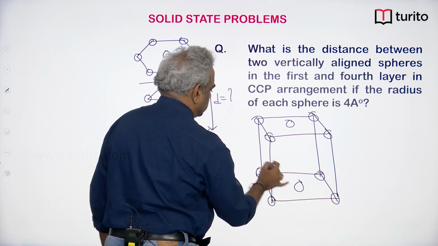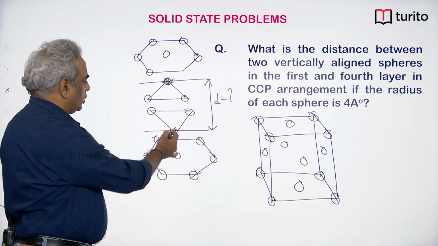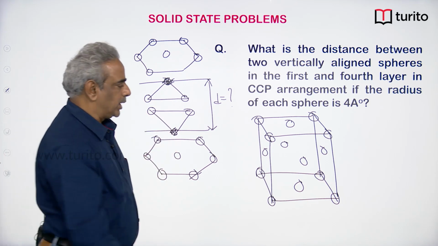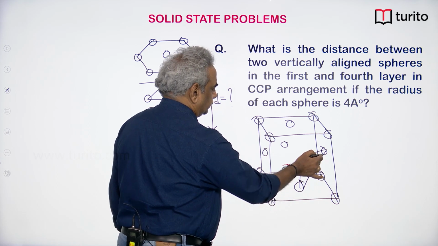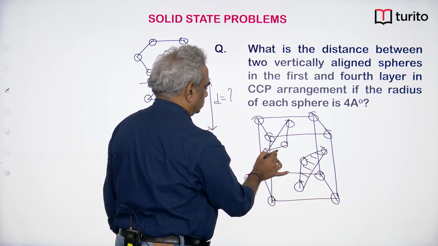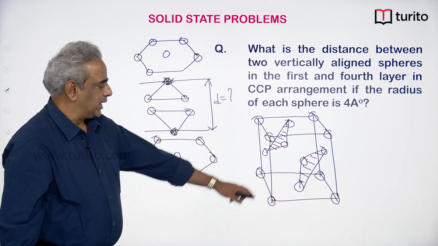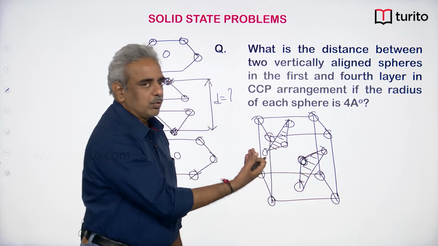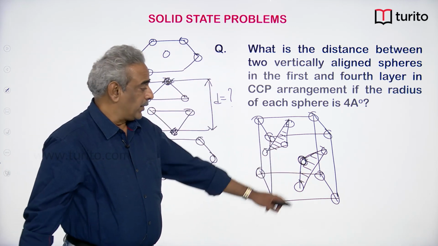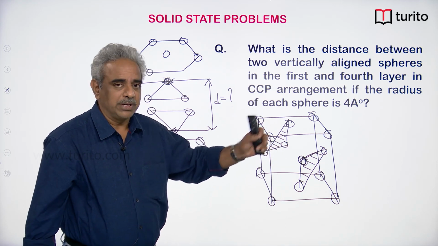See, top face, left, right, back. So, 2 opposite triangles. I will take 2 opposite triangles. See, there is one sphere towards the front face and that sphere is towards the back face.